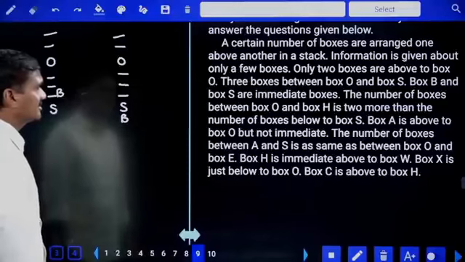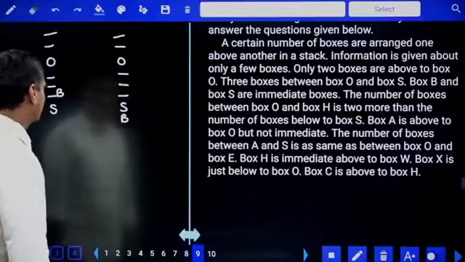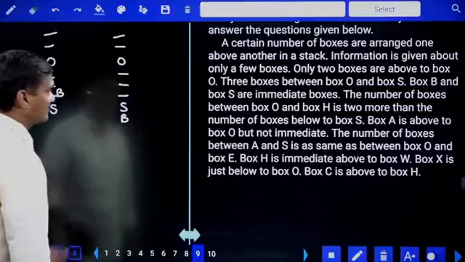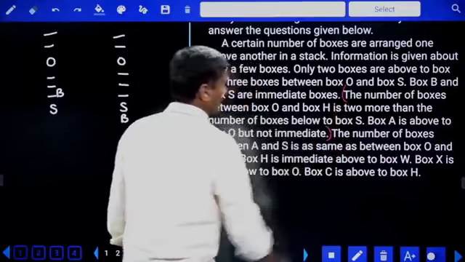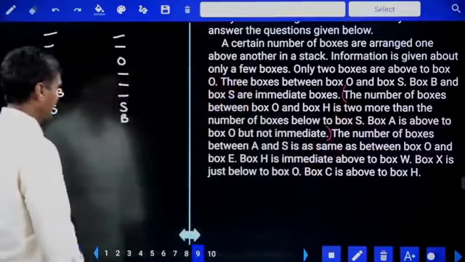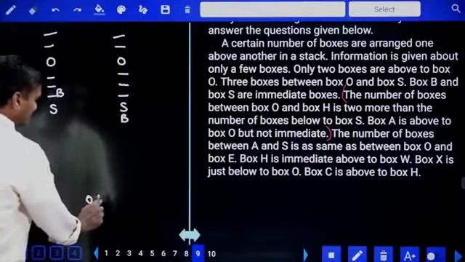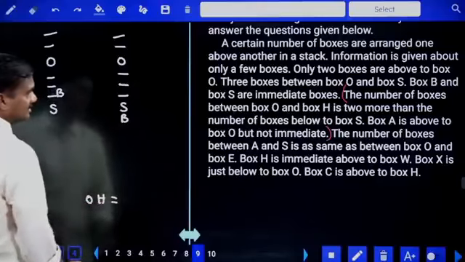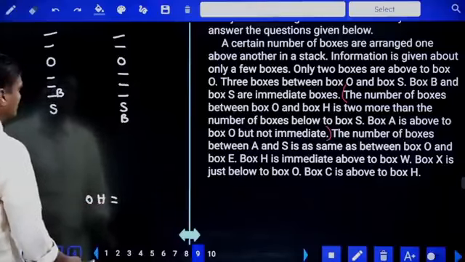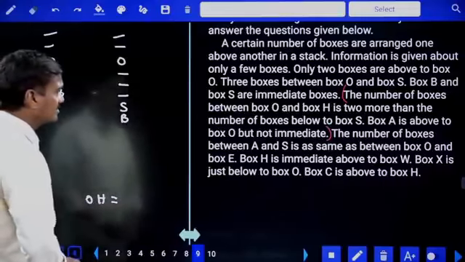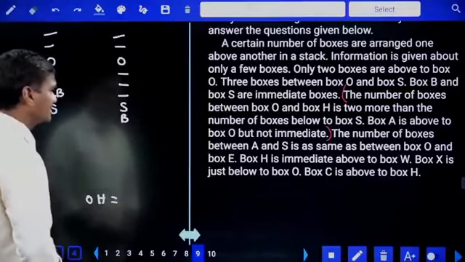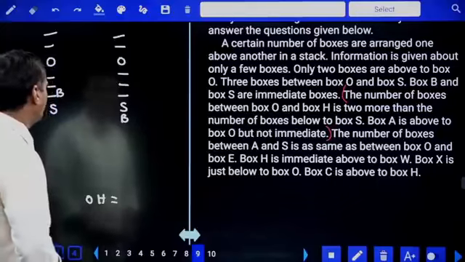Number of boxes between O and H is 2 more than the number of boxes below S. We don't know H yet, so we can use this information afterwards. The number of boxes between O and H is 2 more than the number of boxes below S. And the number of boxes between A and S is the same as between O and E.